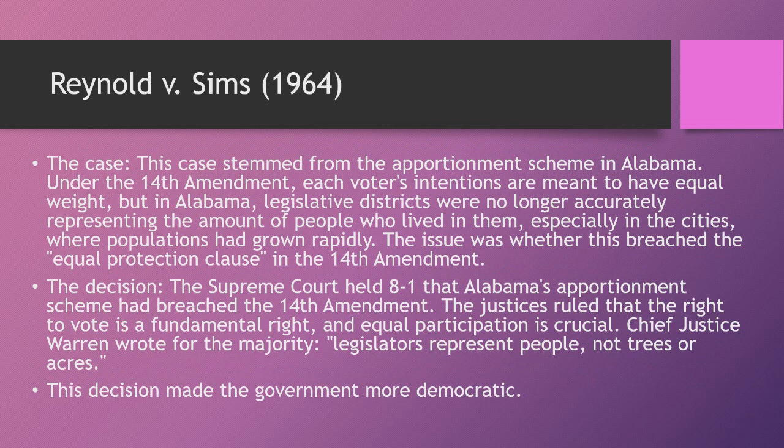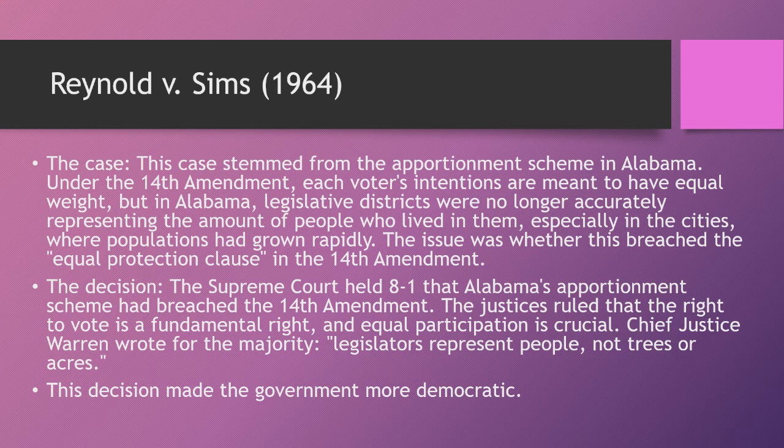Reynolds versus Sims. So this was under the 14th Amendment, each voter's intentions are meant to have an equal weight, but in Alabama, the legislative districts that were drawn up were no longer accurately representing the amount of people who live within them. There was a big influence of population in a lot of the districts, but they didn't have the right amount of delegates and the right amount of weight in the legislative districts.